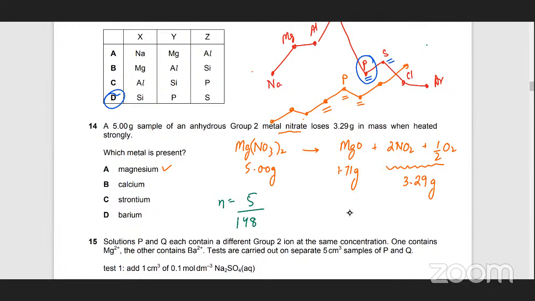How many moles do you have? 0.033. So you have 0.033 moles. So MgO moles would be 0.033 as well, right? And you can find the mass: 0.033. Are you sure it's 0.033? Multiplied by the MR of MgO, which is 24 plus 16, that's 40. What is the mass that we're getting? 1.35. So it's not 1.71, that's not the one that you're getting.